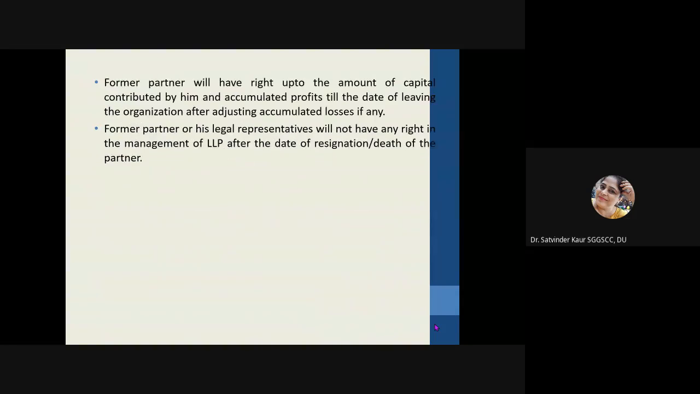Then after that, once the partner leaves the organization, तो उस particular situation में अब उसका कोई भी right नहीं होगा up to amount of capital contributed and accumulated profits and adjusted losses के अलावा, उसके अलावा कोई भी उसका right नहीं होगा. So with respect to the capital, accumulated profit less adjusted accumulated losses will be there. And if the former partner has died, his legal representatives will not have any right in the management of the LLP after the date of resignation or death of the partner.